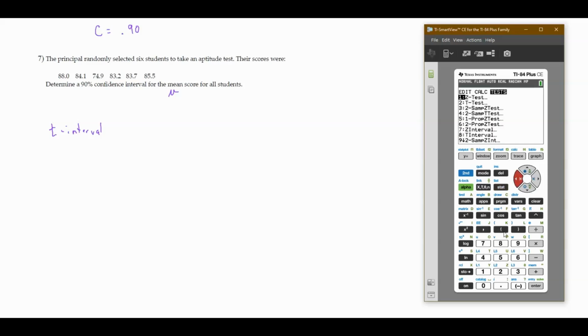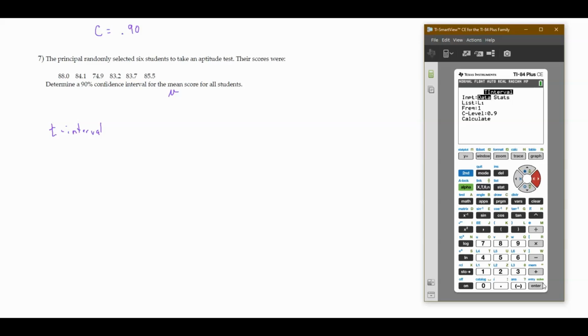Stat, test, t-interval. Arrow down to t-interval, or hit the number 8. If I have a data set, I just tell it what list it's in. So be careful. Make sure frequency is left at 1. And then above the numbers, you can see how I can hit second and indicate the list. So if you have a different list, the way to get list 1 is hit second 1 or second 2, whatever list you put the data in. And then I indicate my confidence level, and then I hit calculate. And that will give you your confidence interval.